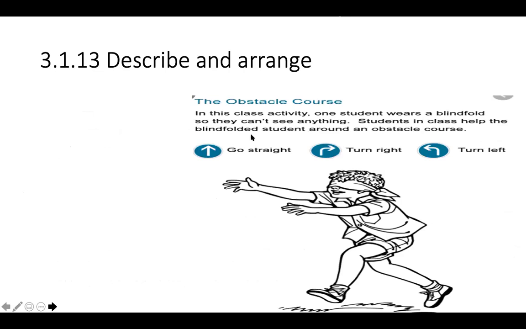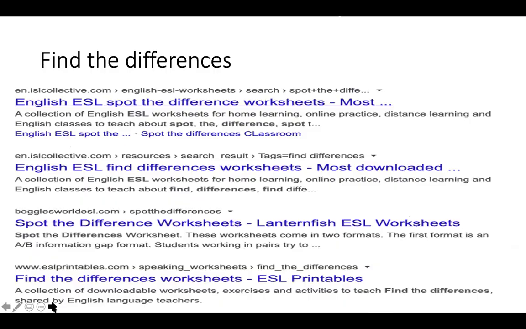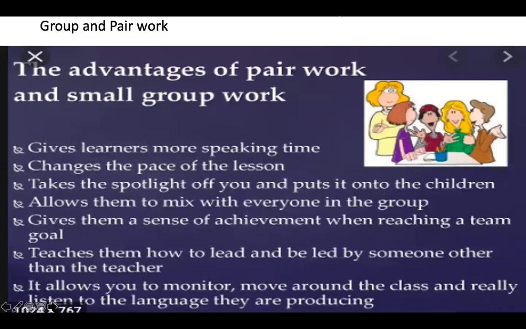So arranging, you might have a sequence of events and you put them in order, or describe how a person has to walk, do an obstacle course. And that was basically it. Find the difference, websites, negotiations, rank order. Yes, that's right. And the last little bit was talking about the advantages of doing this.